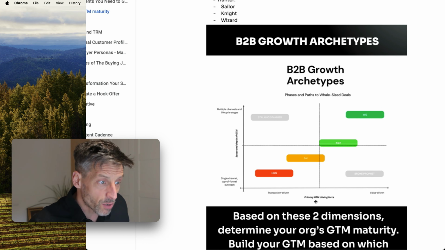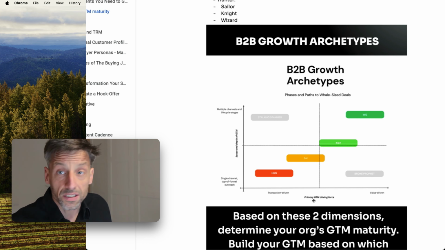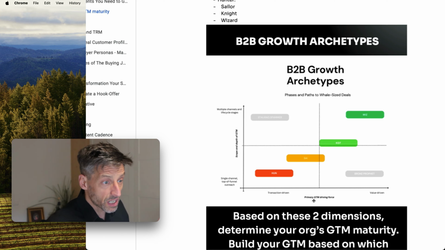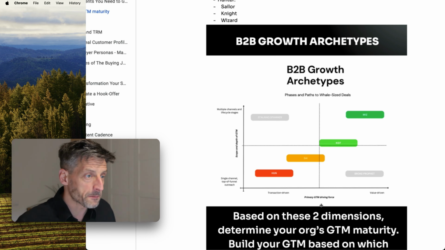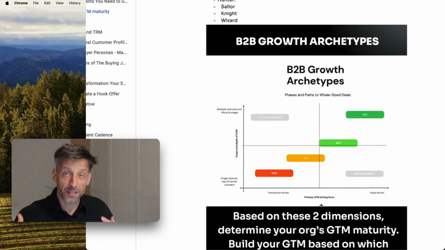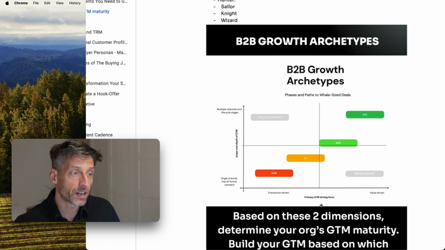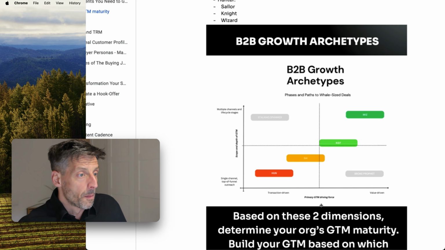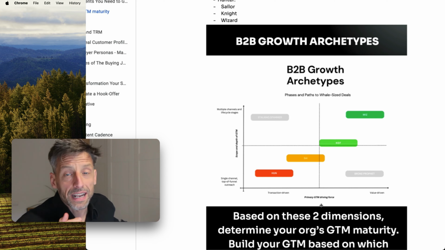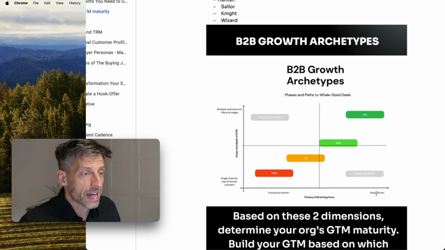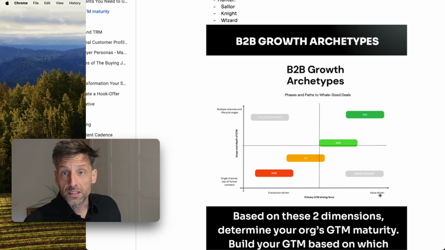And the other dimension that we use to determine GTM maturity is the primary go-to-market driving force. And what we mean by that is that more sophisticated, more evolved companies have figured out that the primary driving force should be buyer centricity and providing value. So we call these the value-driven companies. And again, this is a spectrum.